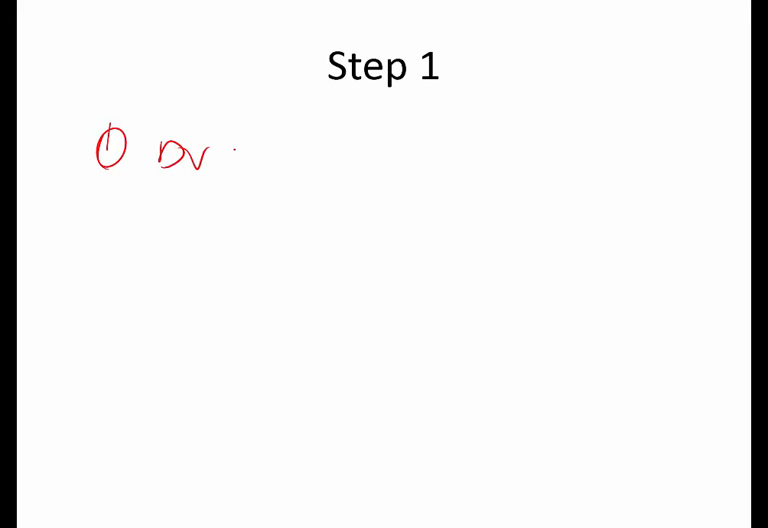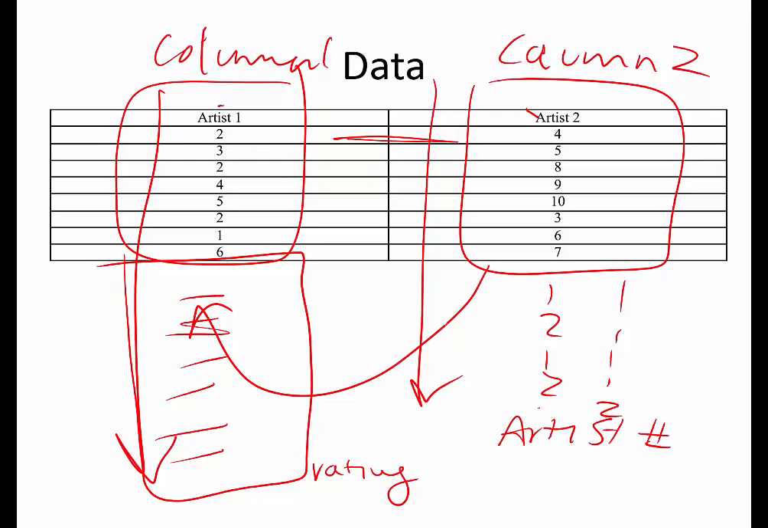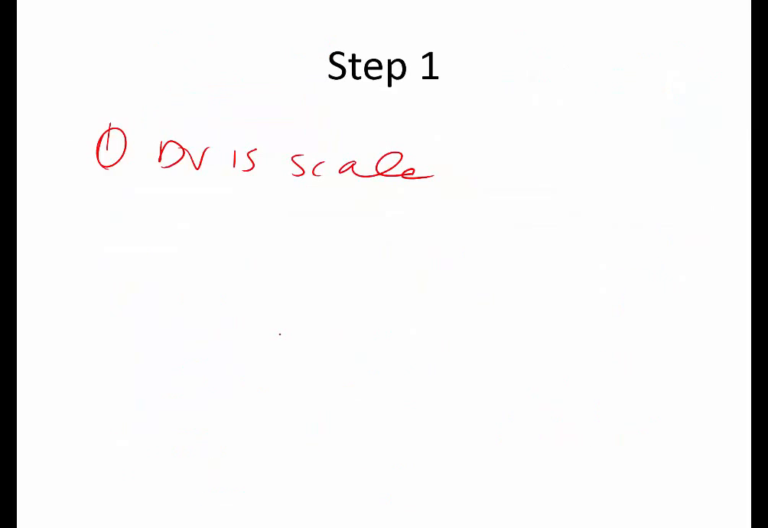is that the DV is scale. They didn't tell me a whole lot about these ratings, but they kind of look like 1 to 10, maybe 0 to 10, so they're likely at least interval. So I would say, yeah, they're interval. Okay, to check.